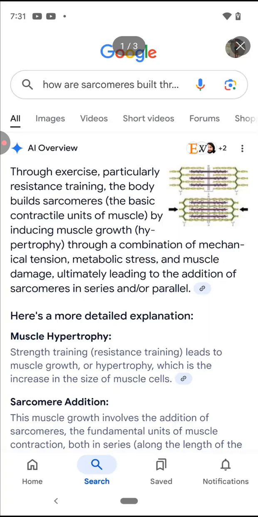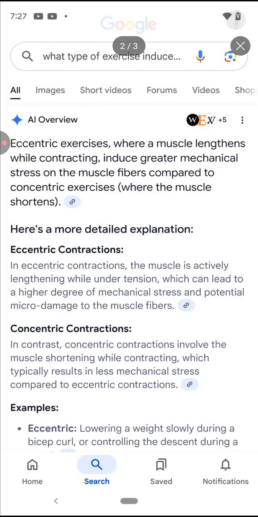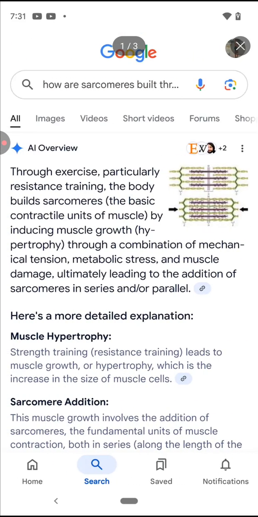But let's say you did 10 or 20 sets in that one session for whatever muscle group you're doing. Well, that's a lot, right? So that's going to be a lot of mechanical and metabolic stress. So that's going to induce more what? Oh, let's see, what was that? Micro damage to the muscle fibers. Get it? So then they can do what? Ultimately leading to the addition of sarcomeres in series and in parallel.